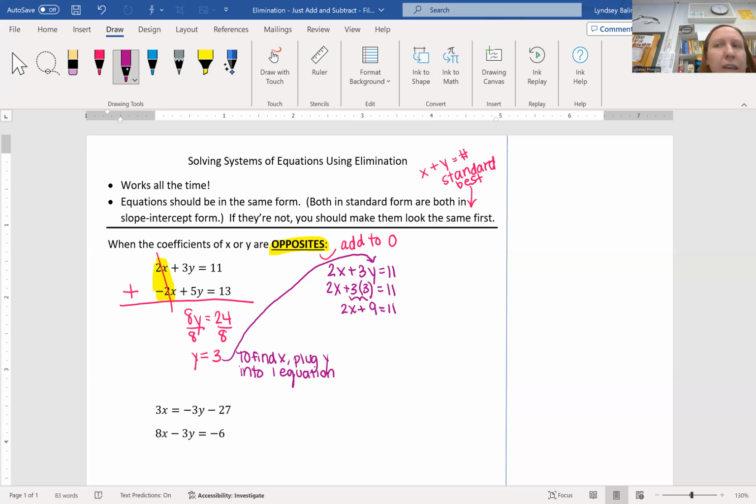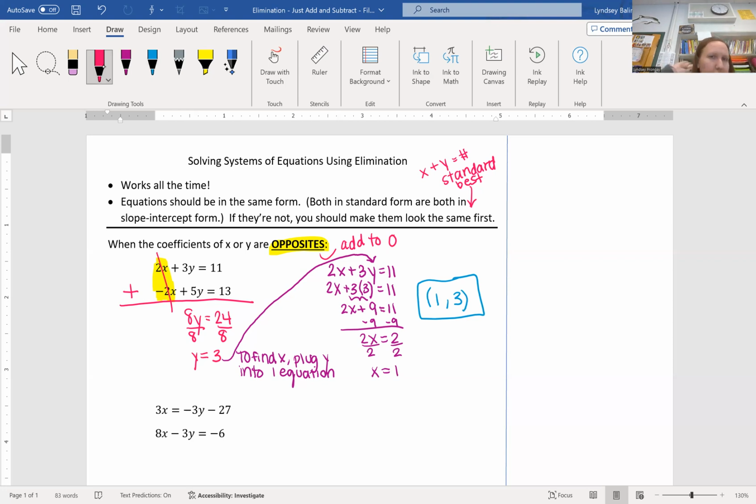And now it just looks like a normal two-step equation that we have to solve. So we would subtract 9 from both sides, get 2x equals 2, and then divide both sides by 2, and x equals 1. And our final answer should be an ordered pair. And in this case, x was 1 and y was 3, and that should be our answer.